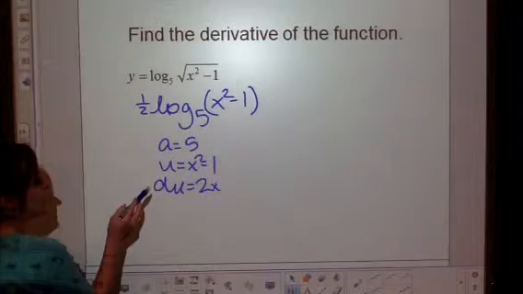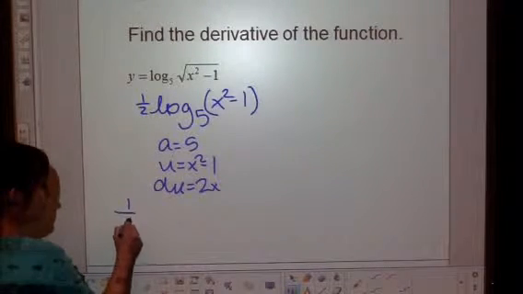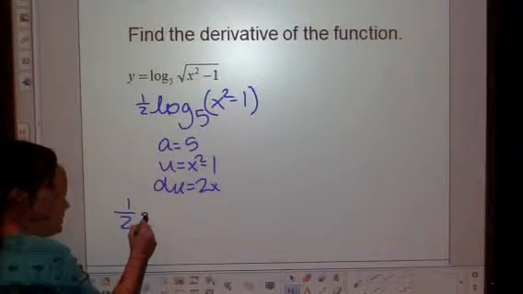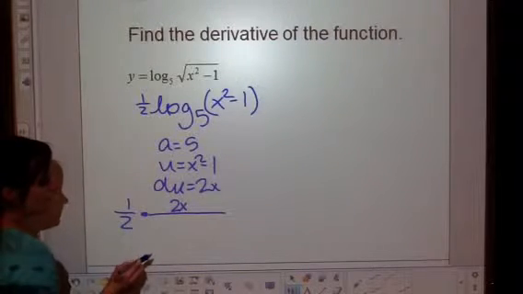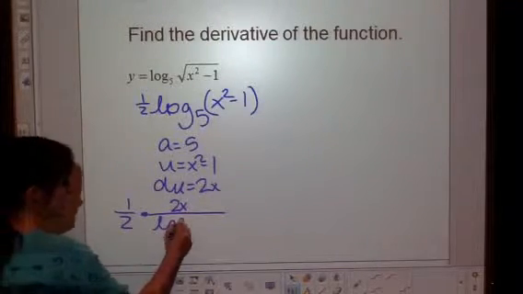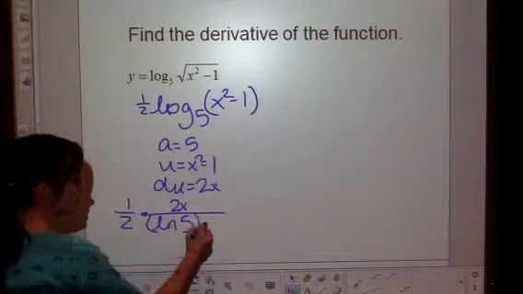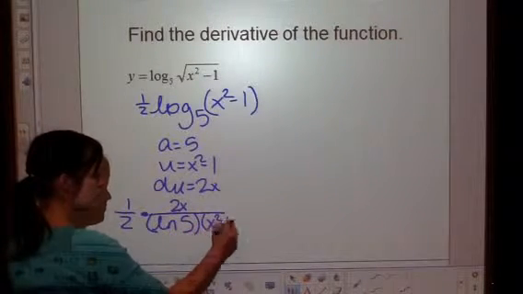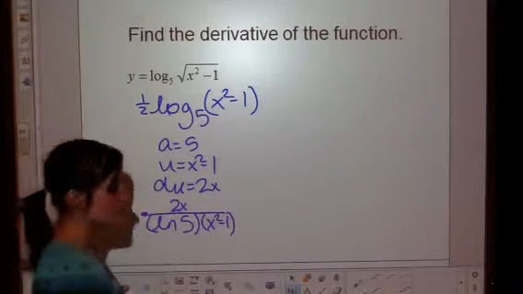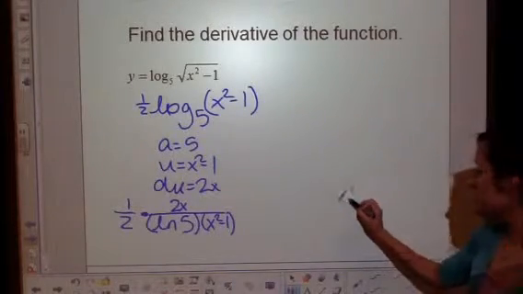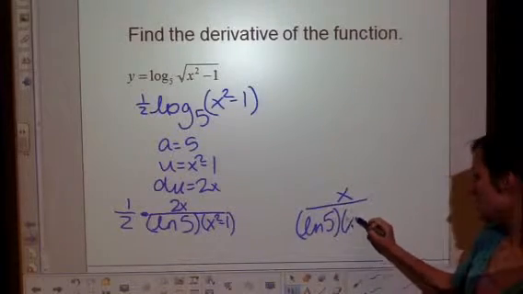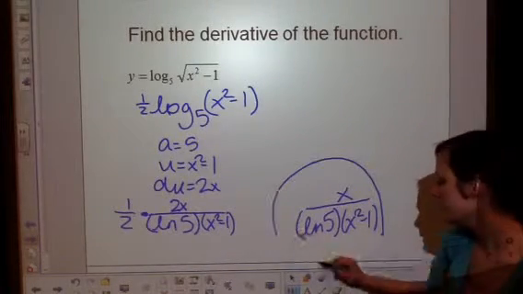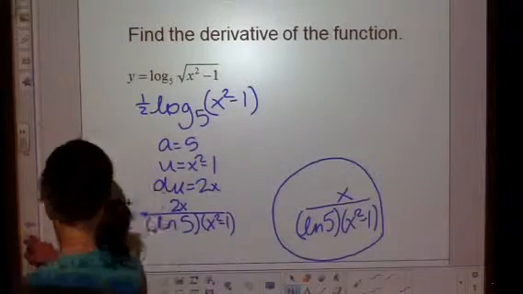Okay, anyways, so we have a half times du, which is 2x, over our ln a times u. Notice the 2's would cancel, so you would get x over ln 5 times x squared minus 1. And you're done. There you go.